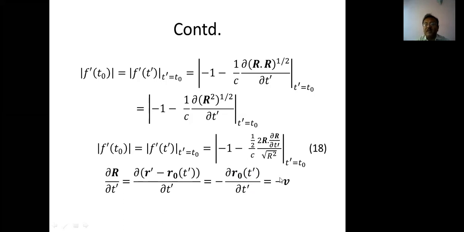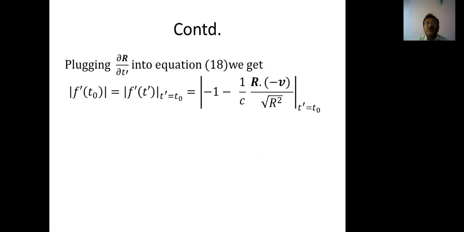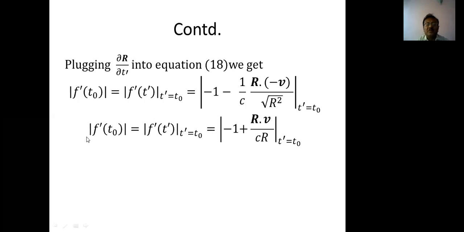So if you plug that back into here, minus minus plus, this term will be plus, and you will have 1 by c r times vector r dot vector b. Okay, if you plug that back into here, you will have this minus plus. So finally, the mode of f prime of t prime evaluated at t prime equals t naught is equal to -1 plus r dot b over c r, and it is evaluated at t naught, t prime equals t naught.